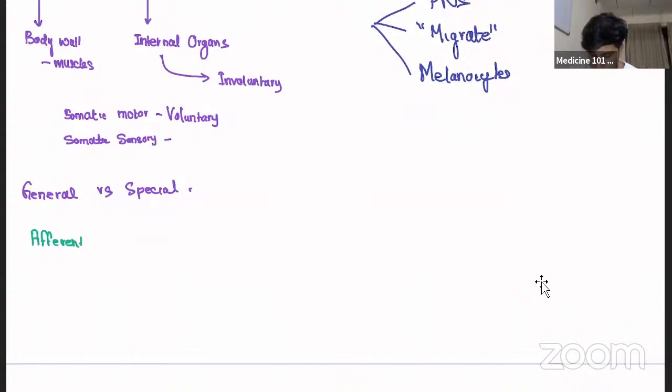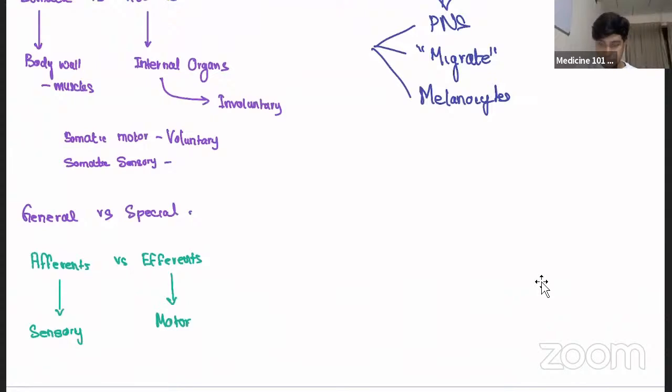Afferent versus efferent. Can someone tell me the difference? Afferent is sensory and efferent is motor. Sensory and motor, sorry, slip of tongue. So this is the basic thing.